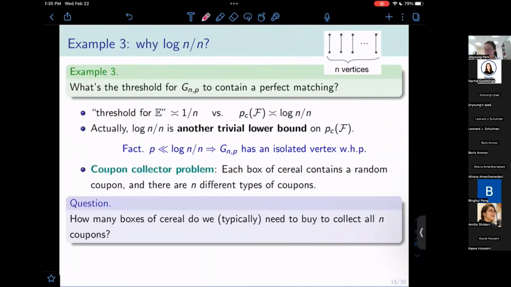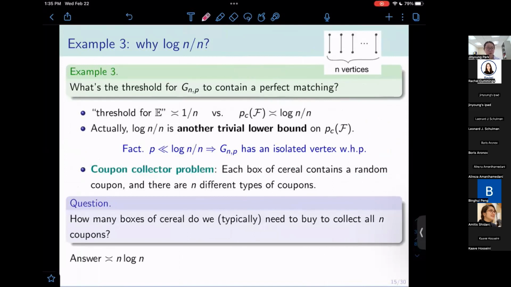But I want to explain this phenomenon with the coupon collector problem. So the coupon collector problem is: each box of cereal contains a random coupon and there are n different types of coupons. And the question is, how many boxes of cereal do we typically need to buy to collect all of the n coupons? And in this case, we know that the answer is n times log n.